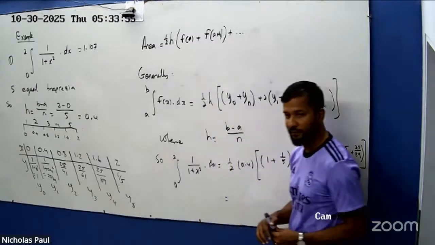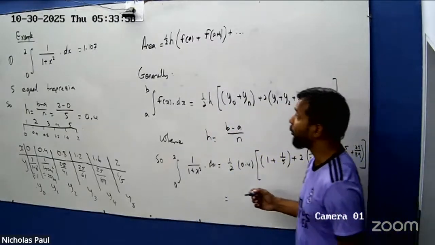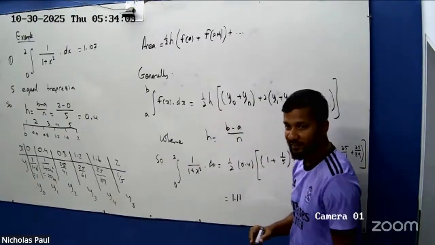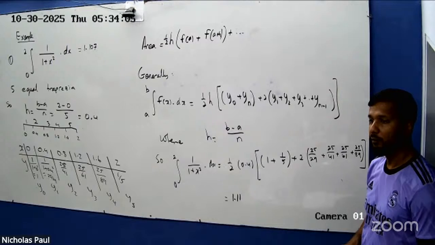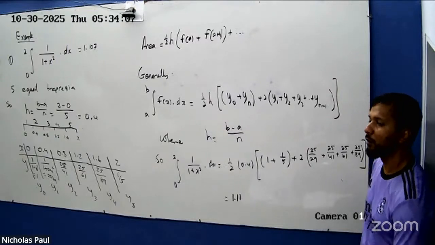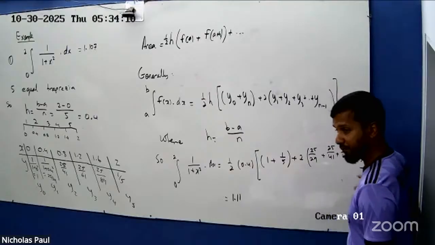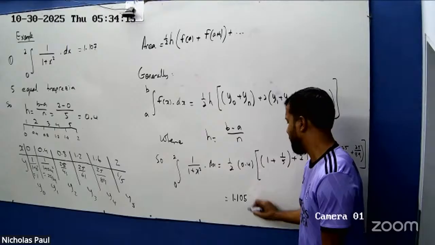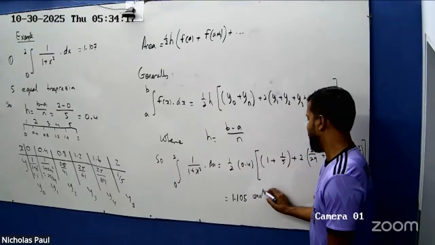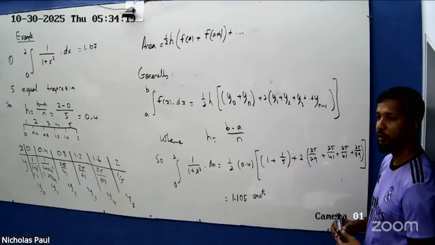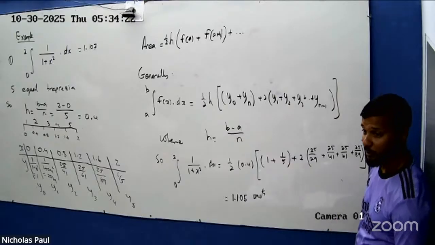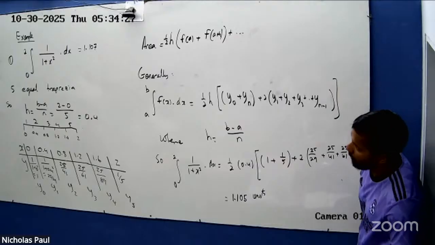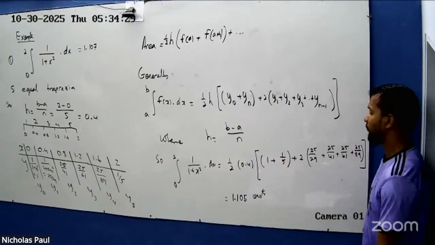Anybody else? 1.11. Right, not bad. We almost get the same. We almost get the exact thing there. 1.105. Right, so that's your trapezium rule, and that's all you have to know. This one is an underestimate.